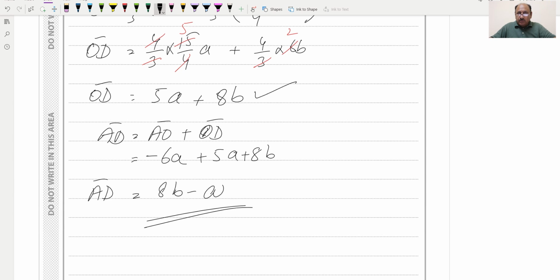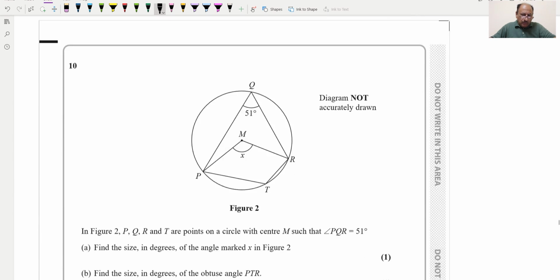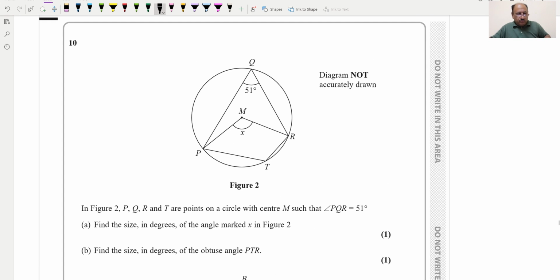Hopefully you understood this. Now this is question number 10, and the question number 10 is a circle theorem question. Diagram is not accurately drawn in figure 2. This is figure 2. PQRT are points on a circle with center M such that angle PQR is 51 degrees. For part A, find the size in degrees of angle marked X. So this angle is required.